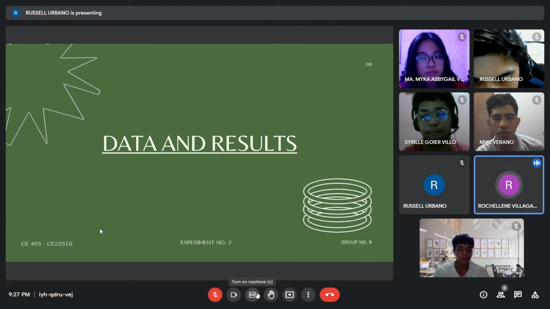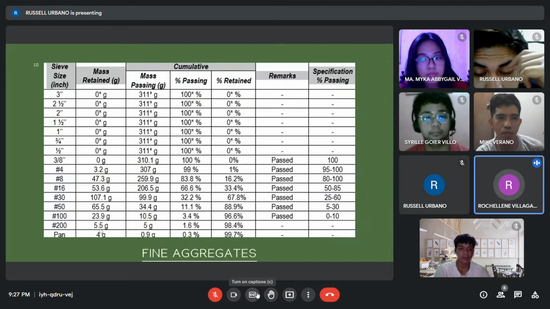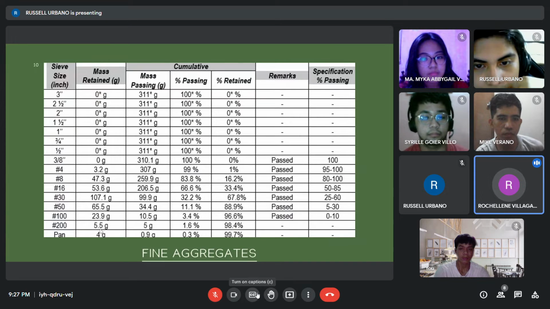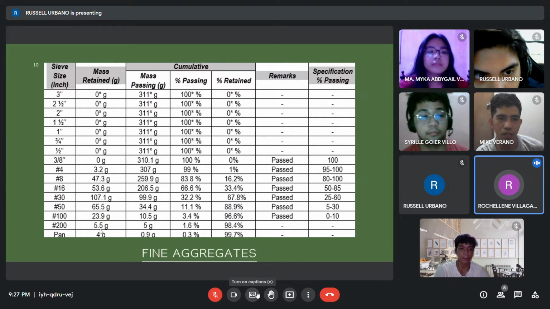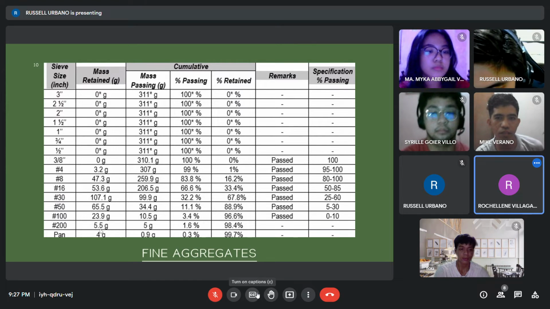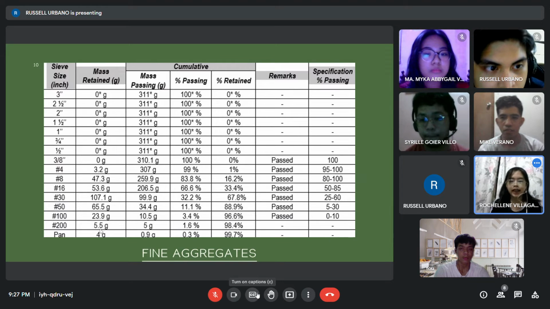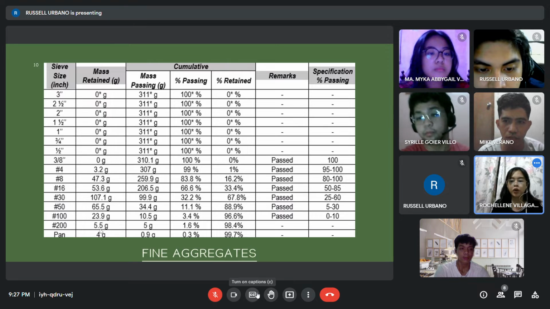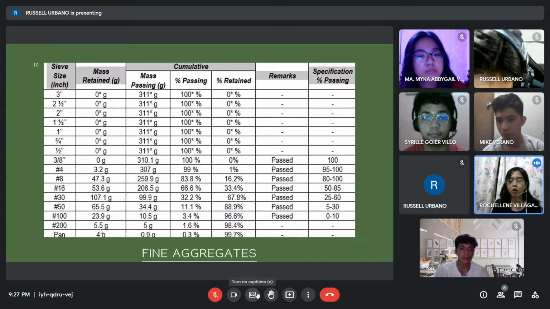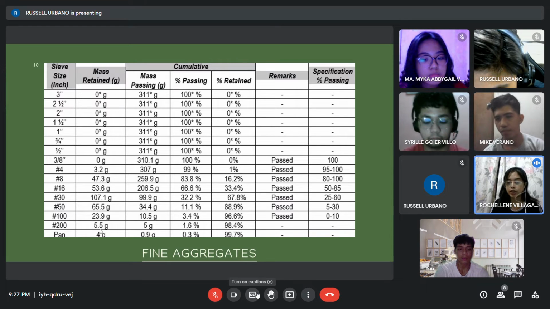Next is data and results. As we can see in the PowerPoint, the details and sieve sizes in inches up to pan can be seen in the video, except the cumulative percent passing, cumulative mass passing in grams and remarks. In getting the cumulative mass passing, we use the formula total mass retained times percent passing over 100. The total mass retained is 310.1 grams as we sum up all the given data in the mass retained.